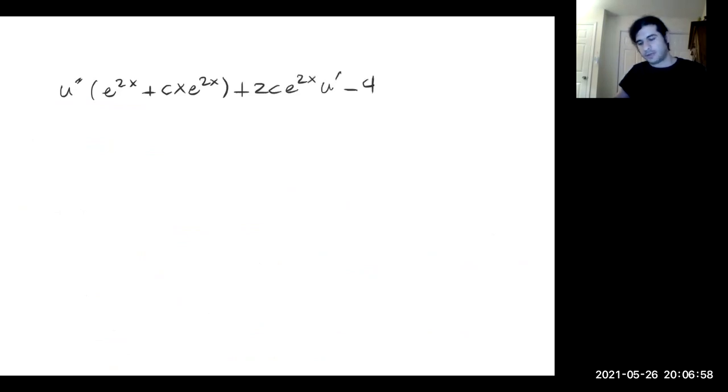So the sum of everything we had is equal to u prime e to the 2x plus cx e to the 2x. And then we had 2c e to the 2x u prime. And then finally, we had 4c e to the 2x times x plus c plus 1 times u. And what we want it to be equal to? We want it to be equal to x squared, I guess. Yes, that is correct. We want it to become equal to x squared.